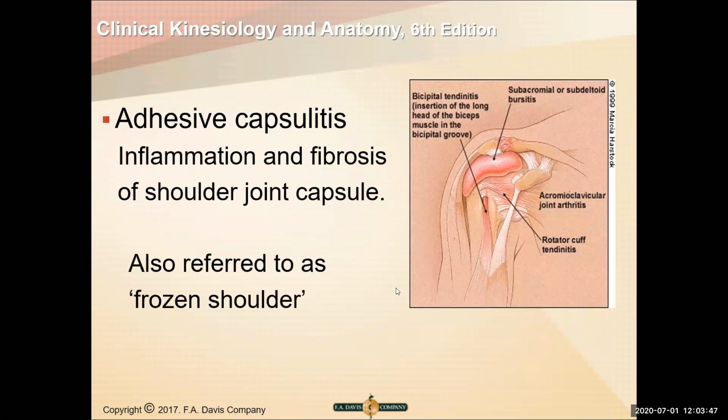Adhesive capsulitis, again, is inflammation and fibrosis of the shoulder joint, often referred to as let it go shoulder. But understand, with adhesive capsulitis, what fixes frozen shoulder? Does anyone know? No one knows, right? That's the thing.